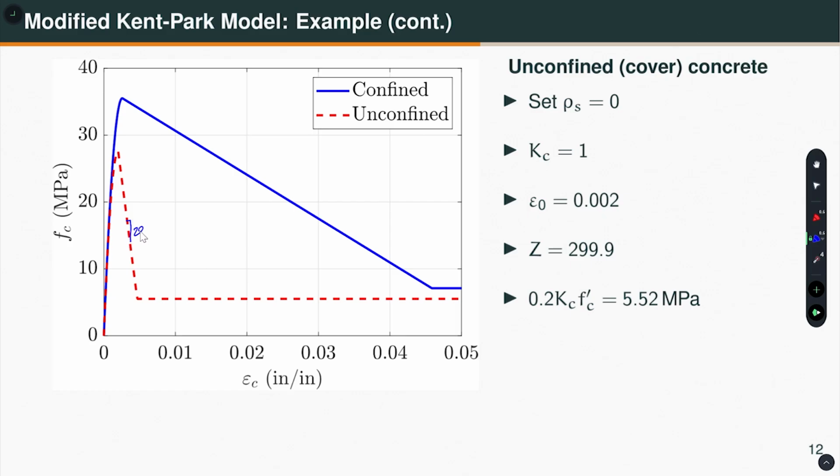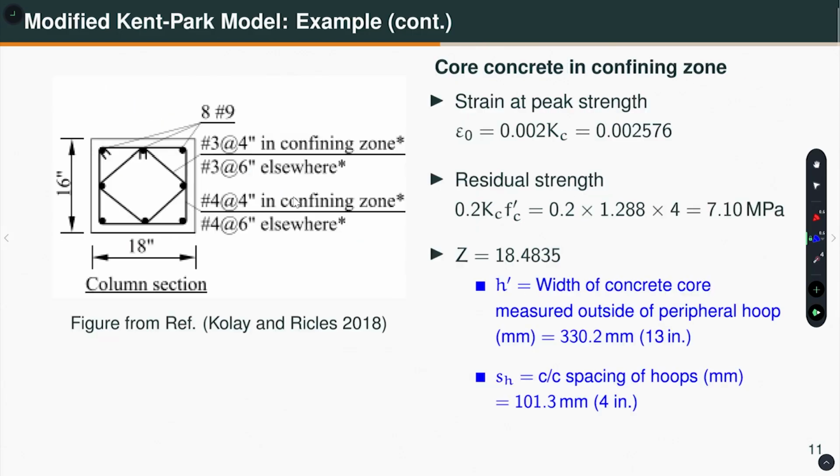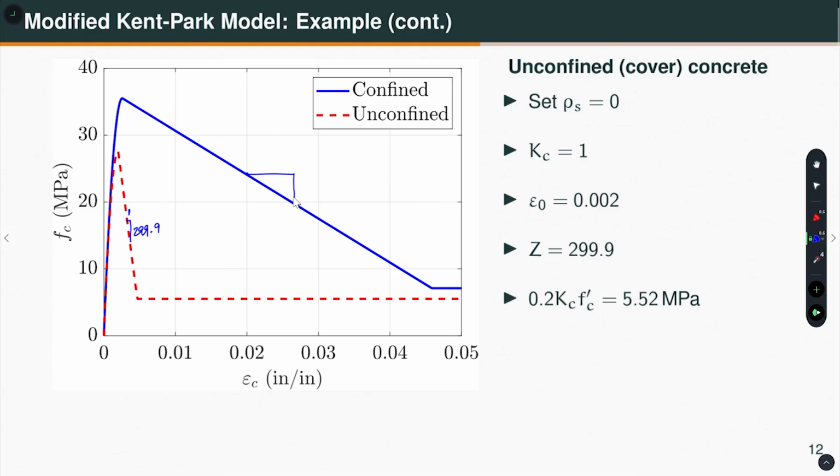So, this is 299.9 and this is unity, as opposed to this is how much? This is 18.5. This is 18.5 and this is unity, right. You can see how rapidly this unconfined strength is reducing, okay. And this is how much?